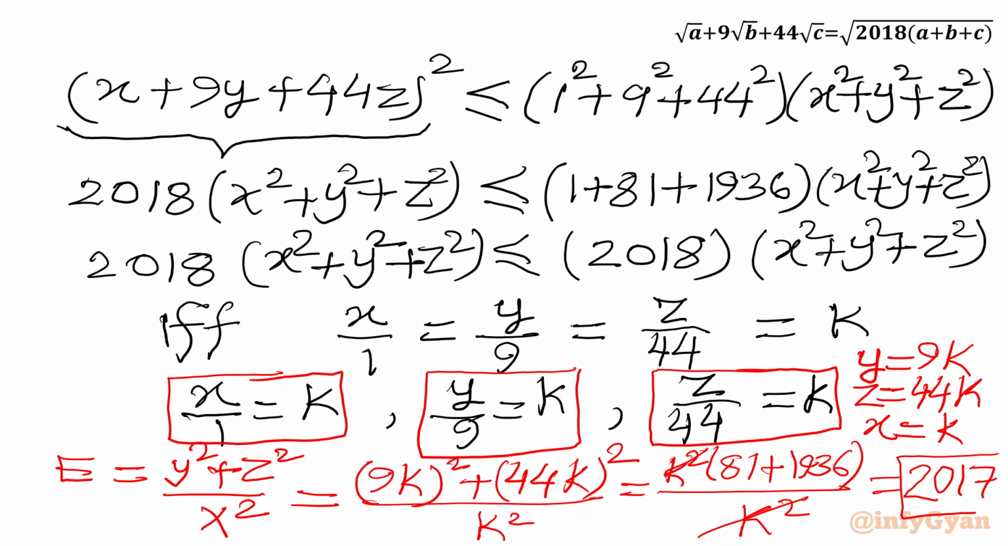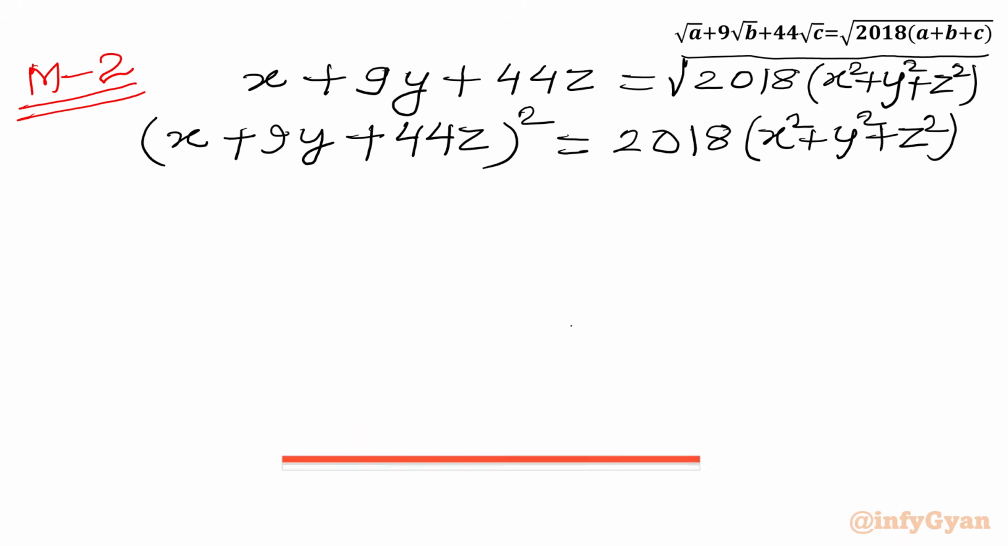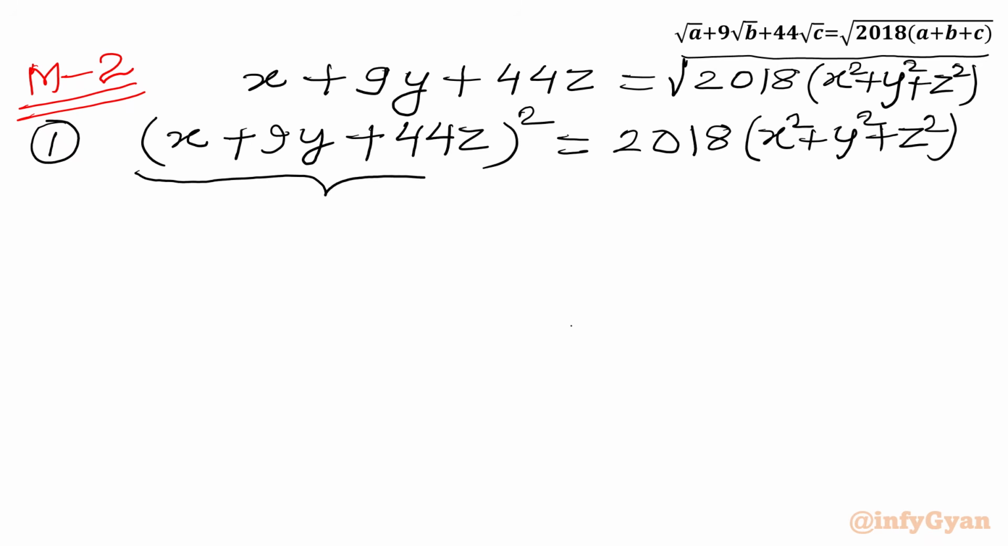So we have answer 2017. This is method number 1. Now we will take up method number 2. In this method, we are going to use the completing the square method. So this is our equation number 1. Now we are going to use the (a + b + c) whole square formula over here.